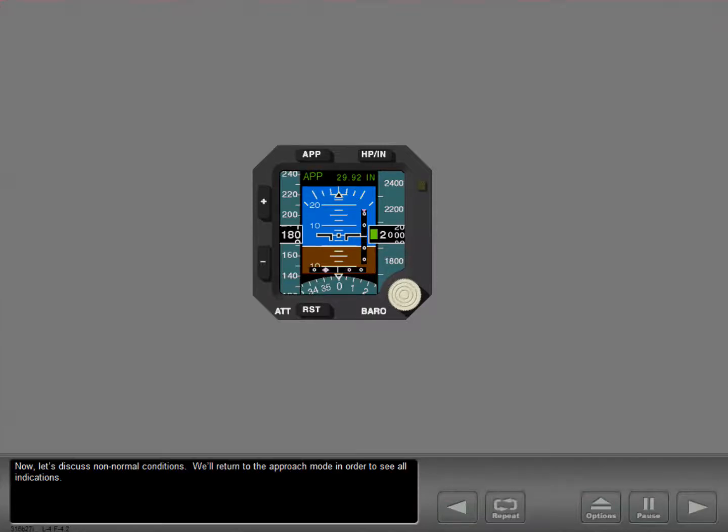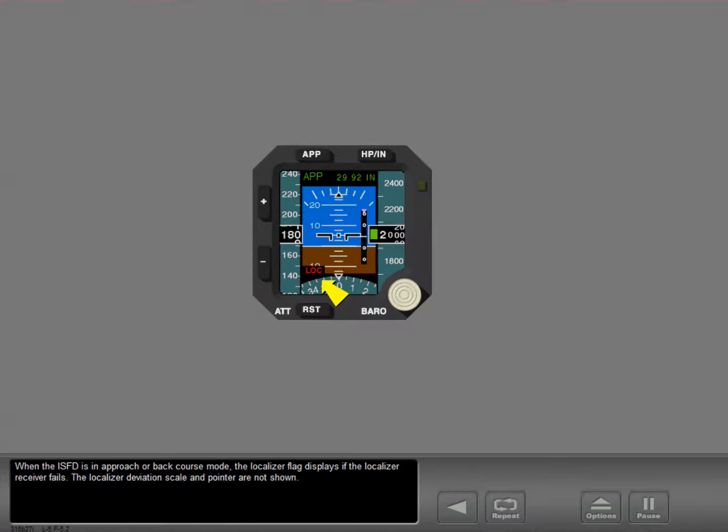Now let's discuss non-normal conditions. We'll return to the approach mode in order to see all indications. When the ISFD is in the approach mode, the glide slope and localizer pointers are not shown if the ILS information is unreliable.